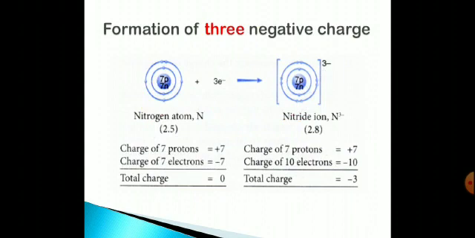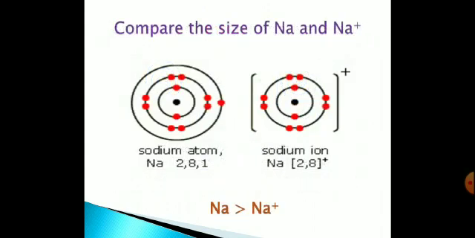the gain of electrons. How does the formation of cation and anion affect the size of an atom? Consider sodium atom. The electronic configuration of sodium is 2, 8, 1. It has one electron in the outermost shell. If it loses this one electron, it becomes Na plus ion. Initially, sodium atom had 3 shells. After losing one electron, it has 2 shells. So, the size of the cation is usually smaller than the neutral atom. So, Na plus is smaller than the sodium atom.